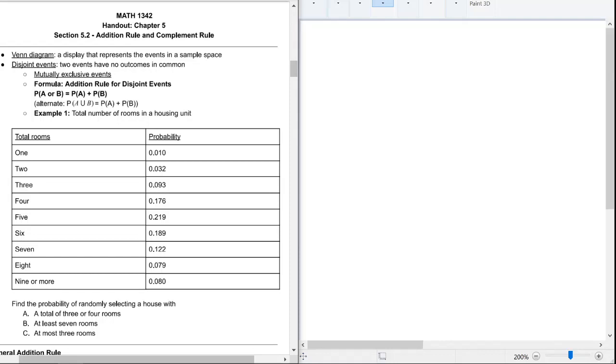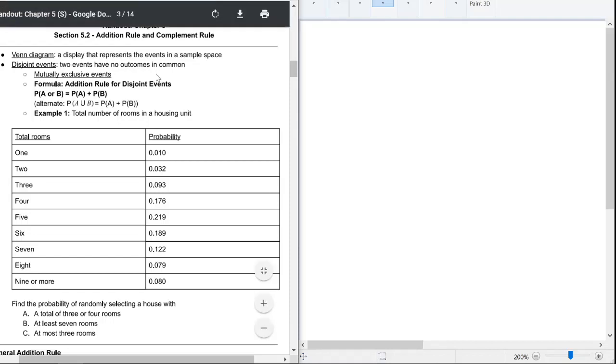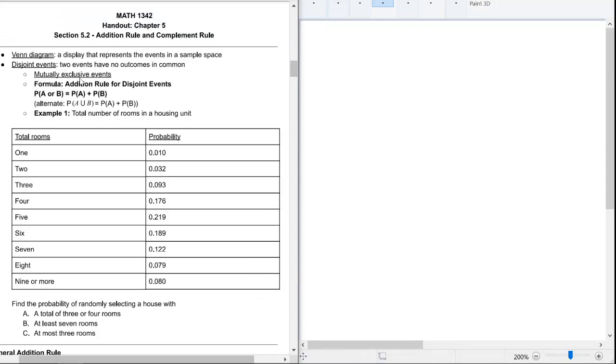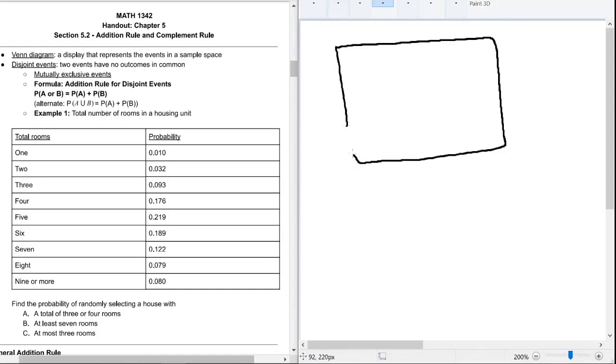So the first rule that we'll talk about is called the addition rule. With the addition rule, the first thing I want to bring up is this phrase, mutually exclusive events. That means whenever two events have no outcomes in common, okay? On a Venn diagram, whenever we draw two events, if the two events do not overlap, then we say that these two events are mutually exclusive or disjoint, either way, okay?